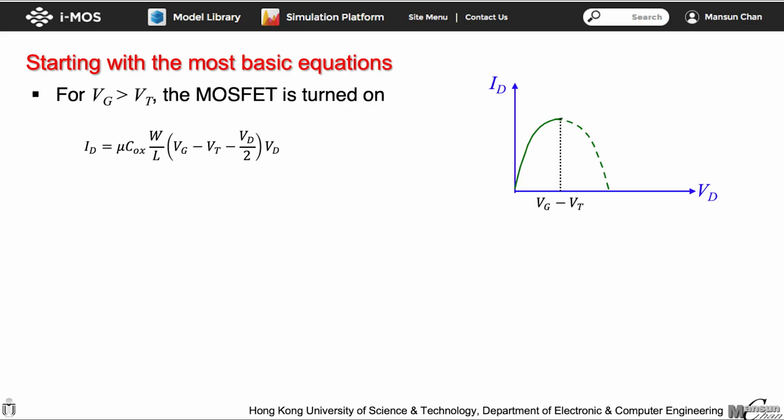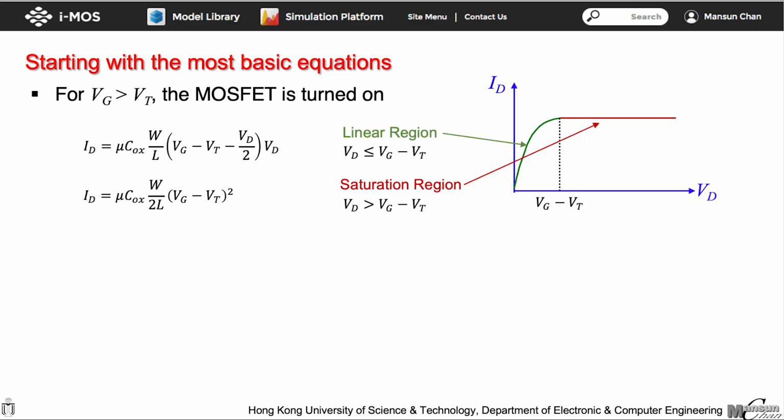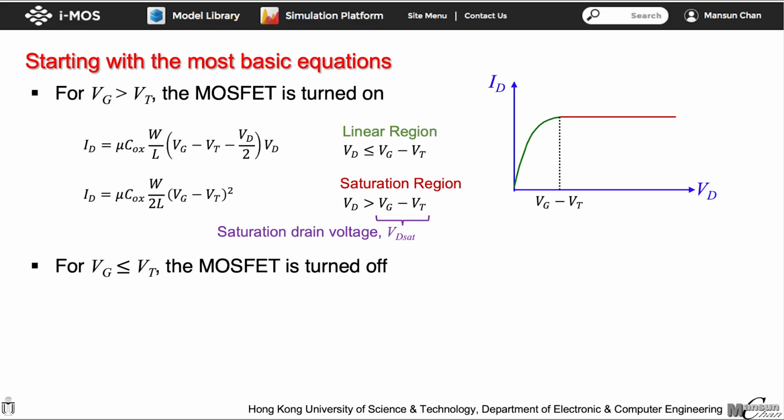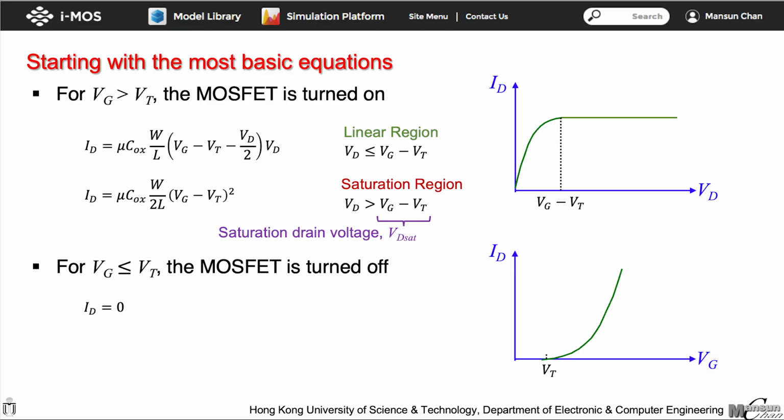When the drain voltage becomes larger than Vg minus Vt, the equation predicts the current to decrease, which is non-physical. So the saturation region equation given below is introduced to keep the current constant for Vd larger than Vg minus Vt. This is called the saturation region current equation, and the voltage Vg minus Vt is called the saturation drain voltage. When Vg is below Vt, we assumed the MOSFET is perfectly turned off and set the current to be zero. Using these three equations, we can plot the current as a function of Vg at a specific drain voltage Vd and the current as a function of Vd at a specific Vg.